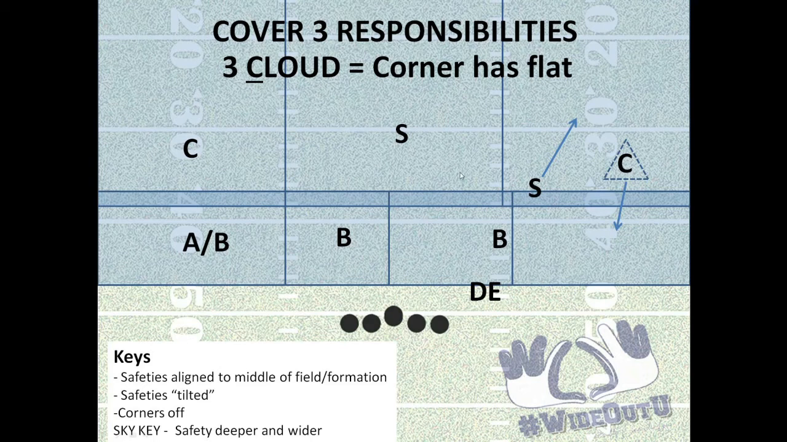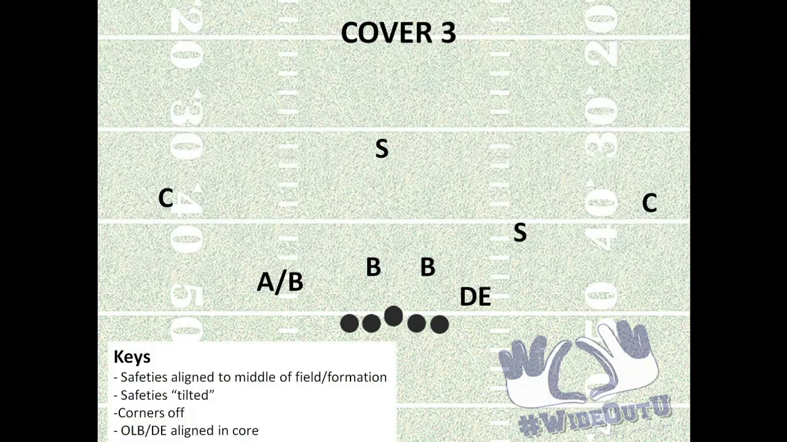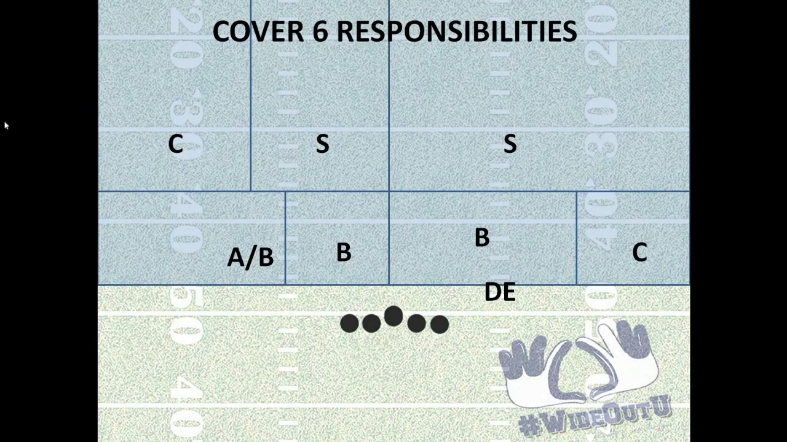And the bottom line is Cloud and Cover 4 really are similar. There's 3 across. The only difference is this safety has a third, and this corner has a third. And if we roll back and look at Cover 6, it's almost identical. Corners in the flat. This safety, but instead of having a third, he's got a half. And this safety has a quarter, and this corner has a quarter of the field.